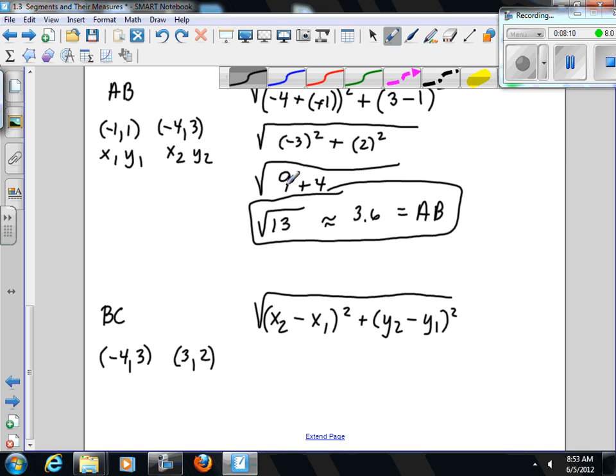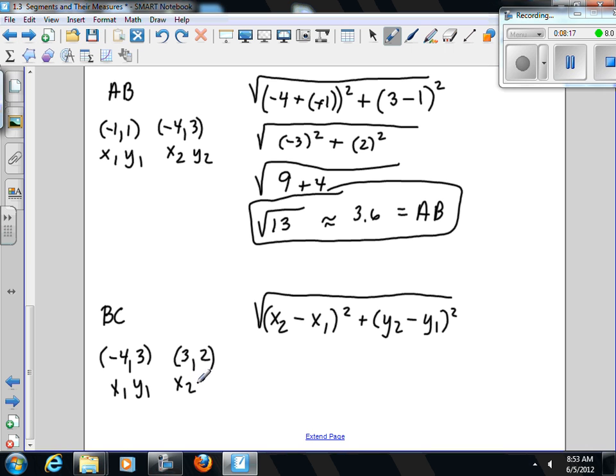So let's label our points for BC. So we have x1, y1, x2, y2, and we'll plug our numbers in to the distance formula. So we have 3 minus -4 squared plus 2 minus 3 squared, because y1 is 3 and y2 is 2.